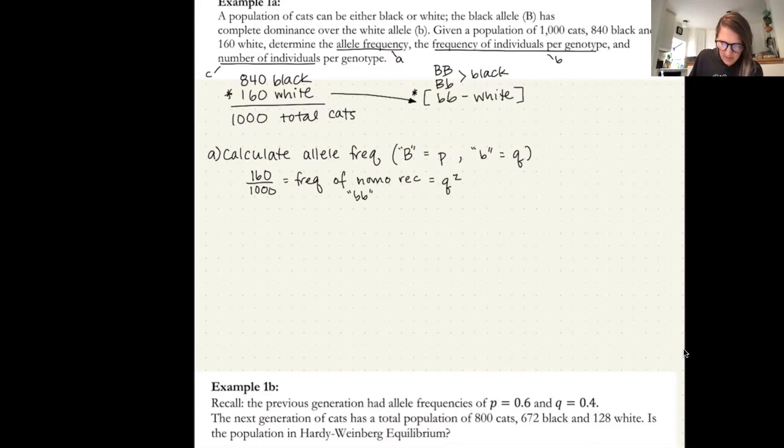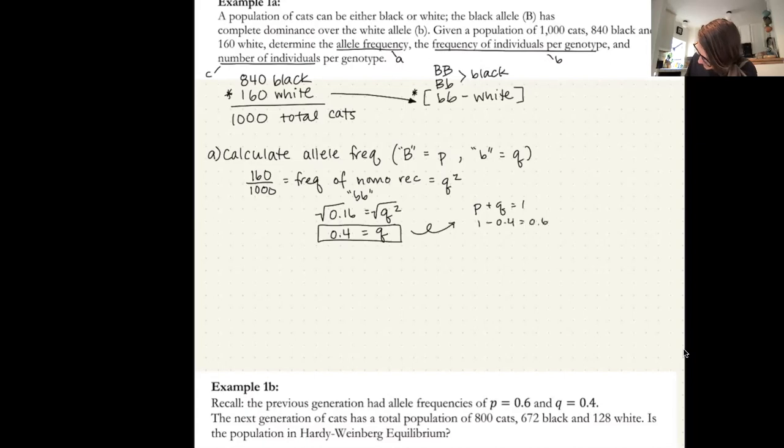So if we do that math out, 0.16 is equal to Q squared. That allows me to very easily find the frequency of Q, which is 0.4. So now I know the allele frequency for Q, or the little allele, is 0.4. And if you remember, P plus Q is always 1. So 1 minus 0.4 is 0.6, so P is equal to 0.6. So that's calculating allele frequencies.